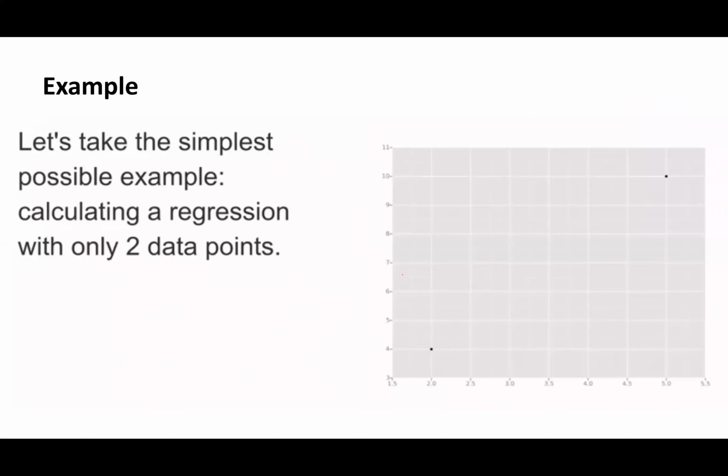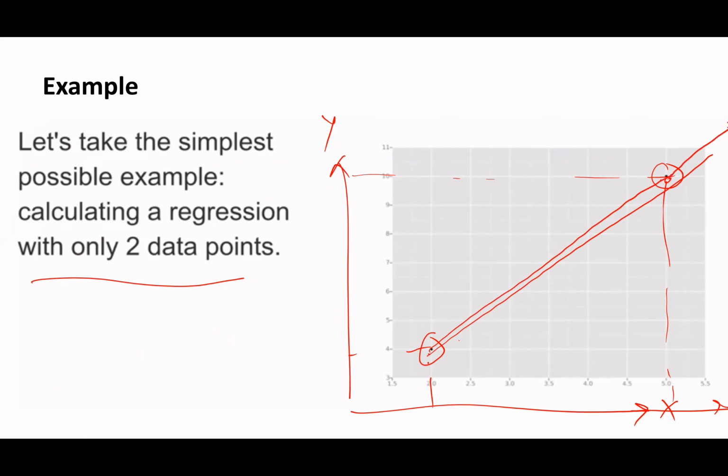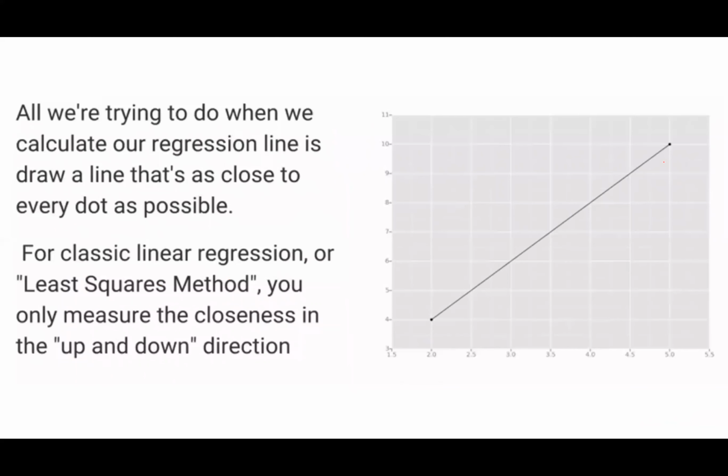So let's take an example in terms of mathematics. I want to calculate regression between only two data points. Suppose I have this axis, maybe this is X and this is Y. I have two points, one here and one here. I want to fit a straight line which will explain this relationship. It's very common sense, I can just join these two points and I'll get a straight line passing exactly through these two points, right?